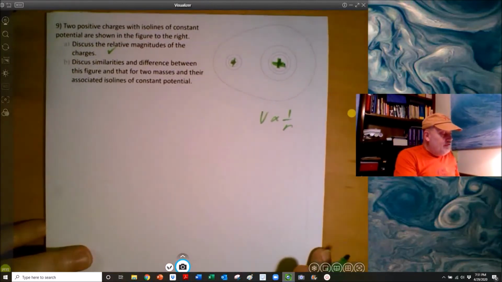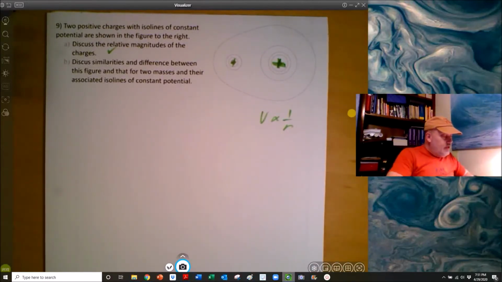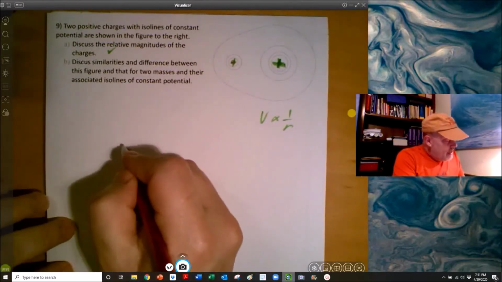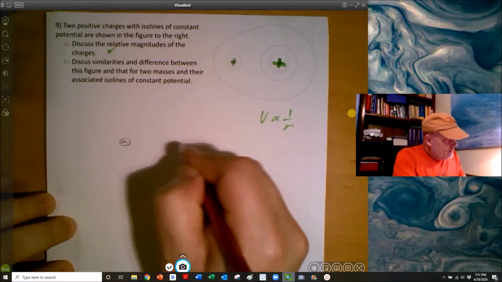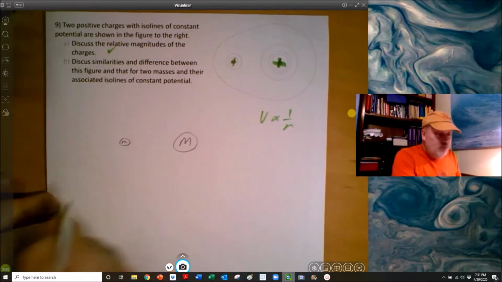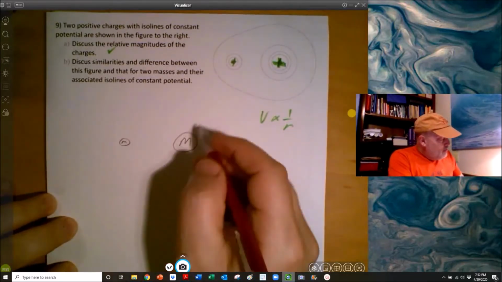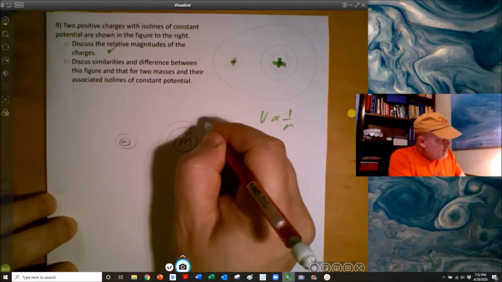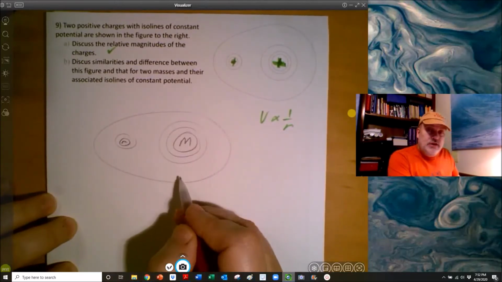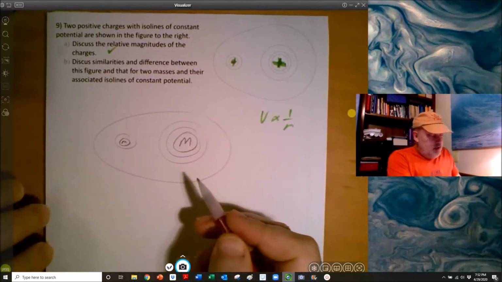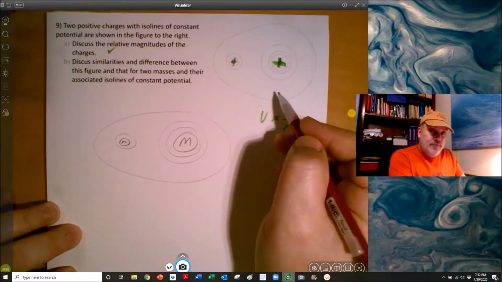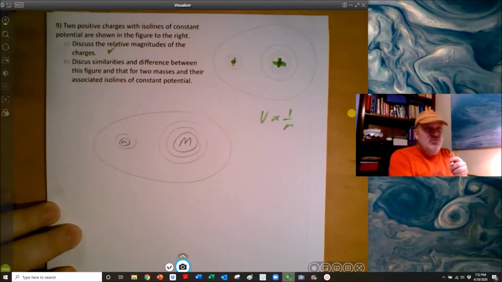Discuss the similarities and differences between this figure if it had 2 masses and its associated electric potential lines. So what if we had a small mass and a large mass? What would the isolines look like? Well, it would look very similar. In fact, it would look identical as long as this mass is bigger than this mass in the same ratio that these are. Except there's two major differences.